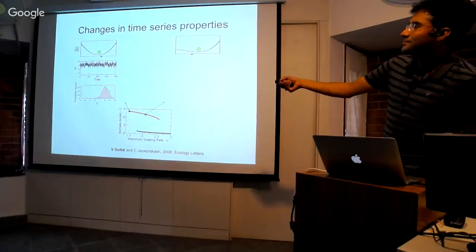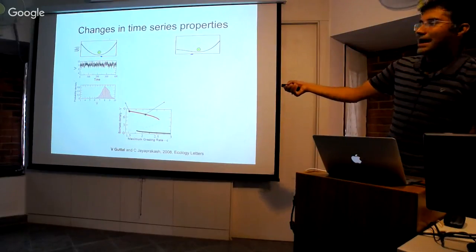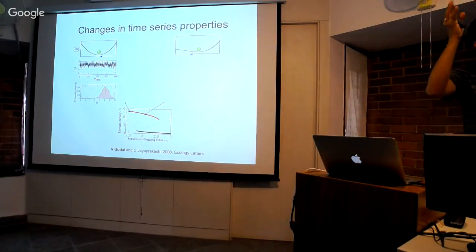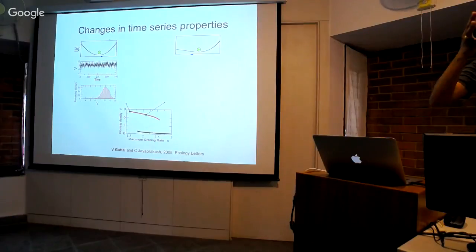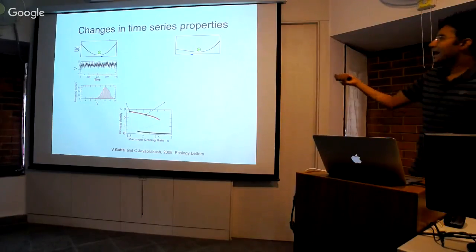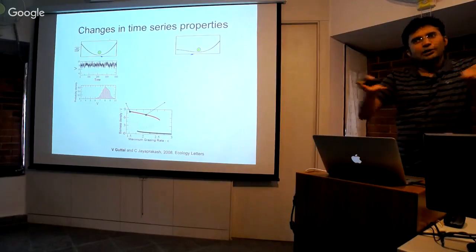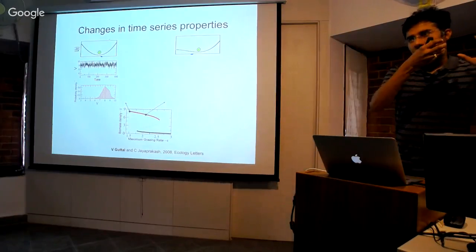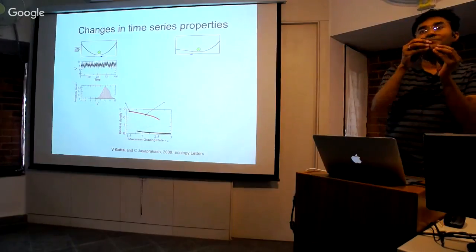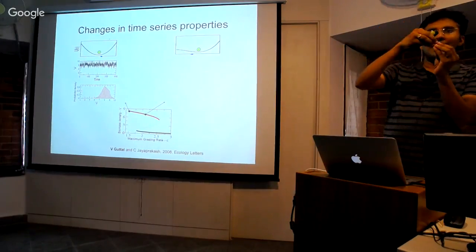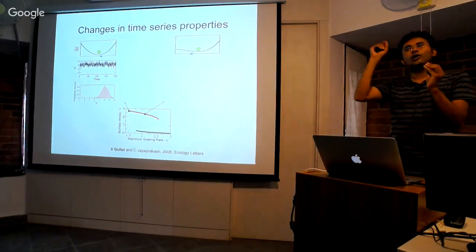You have the system, and a perturbation returns back here. Because you have a very steep potential, the system comes back to equilibrium very fast. Therefore, it loses memory of the perturbation very fast. On the other hand, here, because you have a shallow landscape, the same push will take you further, and it takes longer to come back to equilibrium.